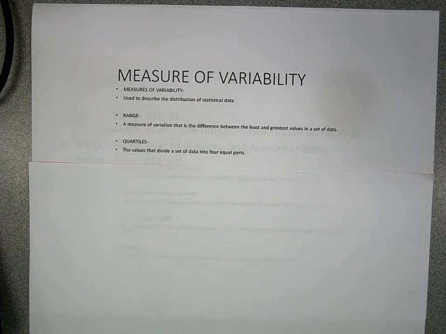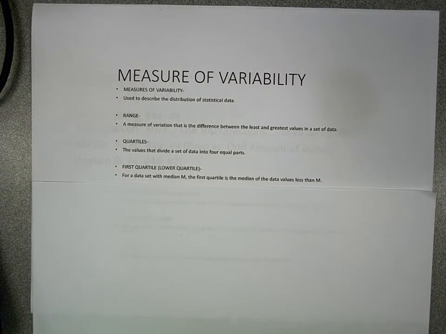Here are two types of quartiles. The first quartile, also known as the lower quartile. I believe the book in this lesson calls it the first quartile. So first quartile, everyone? First quartile. For a data set with the median, and they call it M, the first quartile is the median of the data values less than M. That sounds kind of confusing, but it's better if we do a problem. You'll see it's much easier than it sounds.